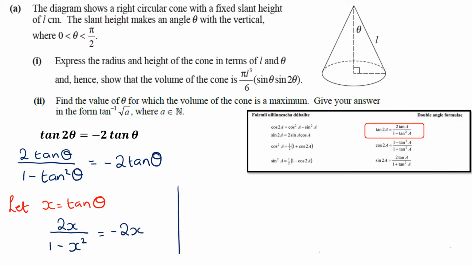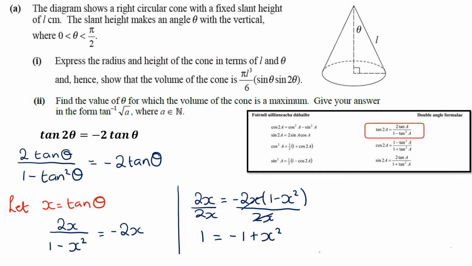Can get rid of the fraction, multiplying both sides by the denominator. I get 2x equal to minus 2x times 1 minus x squared. I can divide across by 2x to make this a little bit simpler. And 2x divided by 2x gives me 1, minus 1 plus x squared. I then get x squared is equal to 2. So x is equal to plus or minus root 2.